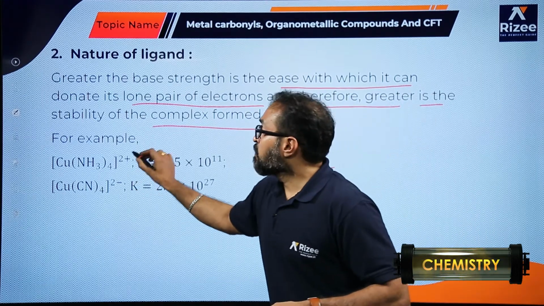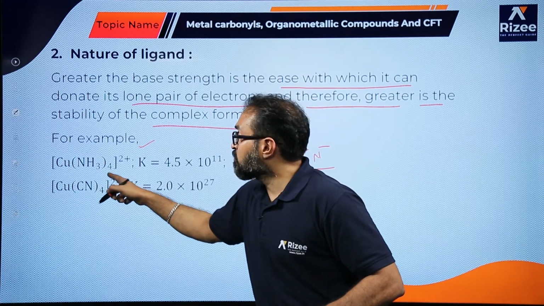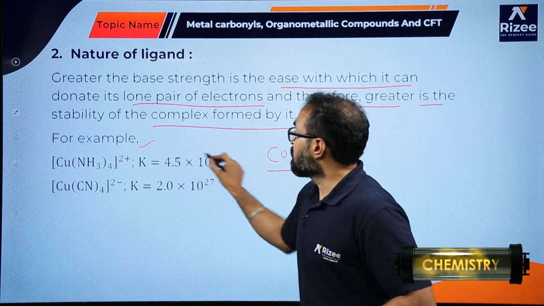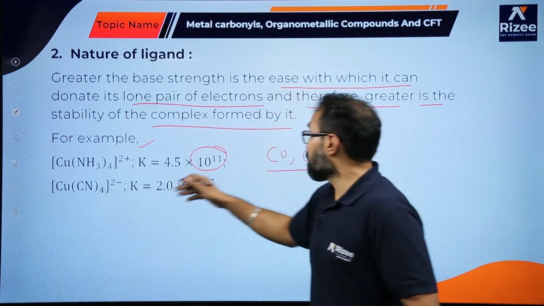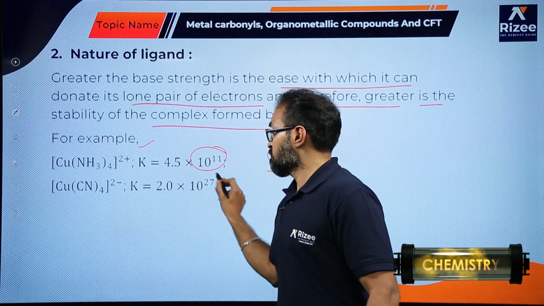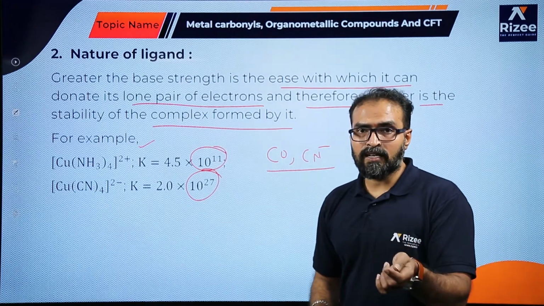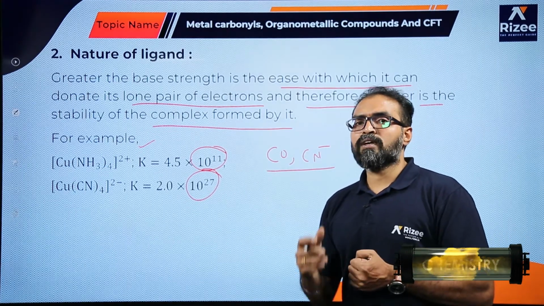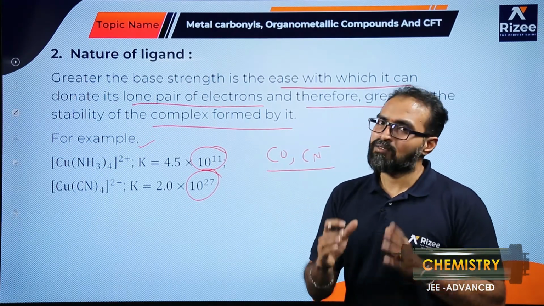Now see here, for example, we have 2 complexes: [Cu(NH3)4]2+. What is this? Tetraammine copper(II) complex. See its stability, 10 to the power of 12. See the second one, the cyano complex. It has higher strength. It is a strong field ligand. Now see this, 10 to the power of 27. So what can we conclude? The smaller the size of the ligand and the greater the basic strength of the ligand, and also if it is a strong field ligand, then definitely the stability of the complex will increase in solution.